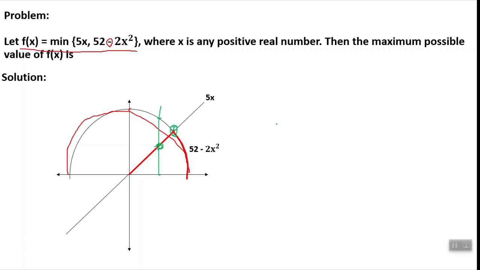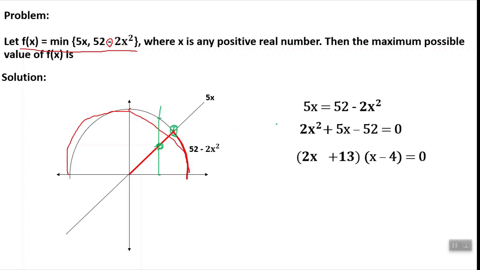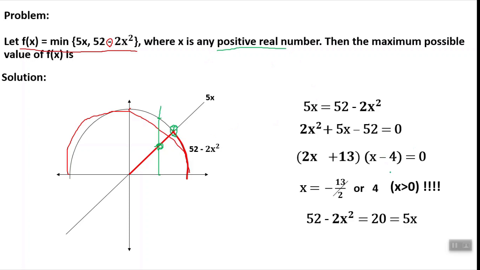Since these two curves are intersecting at that point, the values of 5x and 52 minus 2x squared must be equal. Rearranging it, we get 2x squared plus 5x minus 52 equal to 0. Can you factorize this quadratic? If you cannot, please use the quadratic formula which you can never forget, and you will get this as the factorization and these as the roots of this quadratic. x can be either negative 13 by 2 or 4, but x is a positive real number and therefore negative 13 by 2 would be eliminated. x must be 4. If x is 4, 5x is 20, and that's the answer.